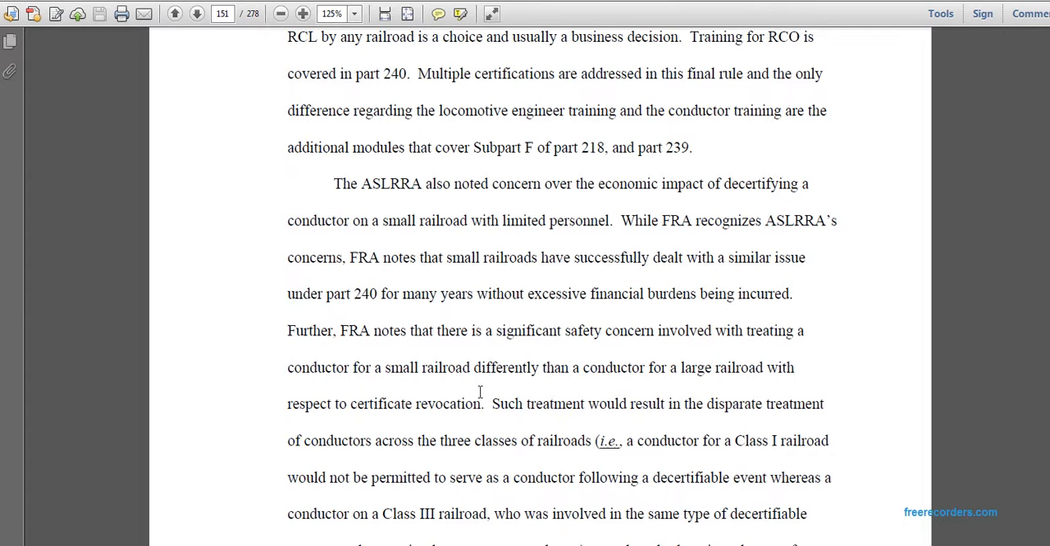The American Short Line and Regional Railroad Association also noted concern over the economic impact of certifying the conductor of a small railroad with limited personnel. The FRA recognizes the ASLRRA's concerns. The FRA notes that small railroads have successfully dealt with a similar issue under Part 240 for many years without excessive financial burdens being incurred. The FRA also notes the significant safety concern involved in treating the conductor of a small railroad differently from the conductor of a large railroad with respect to certification revocation.